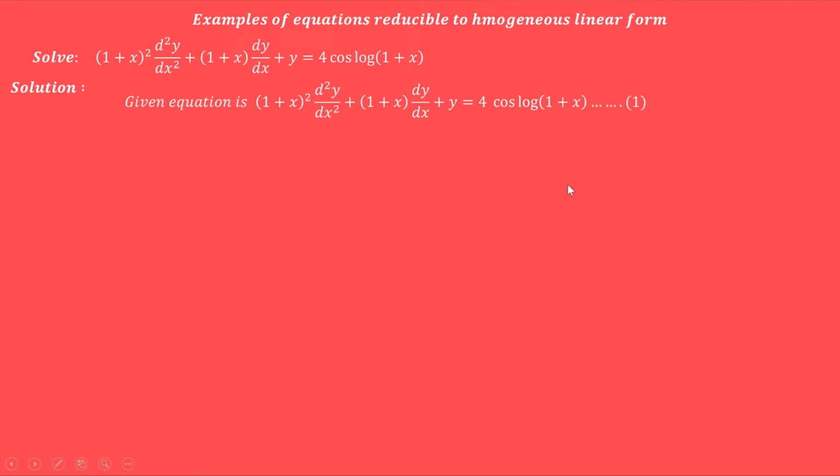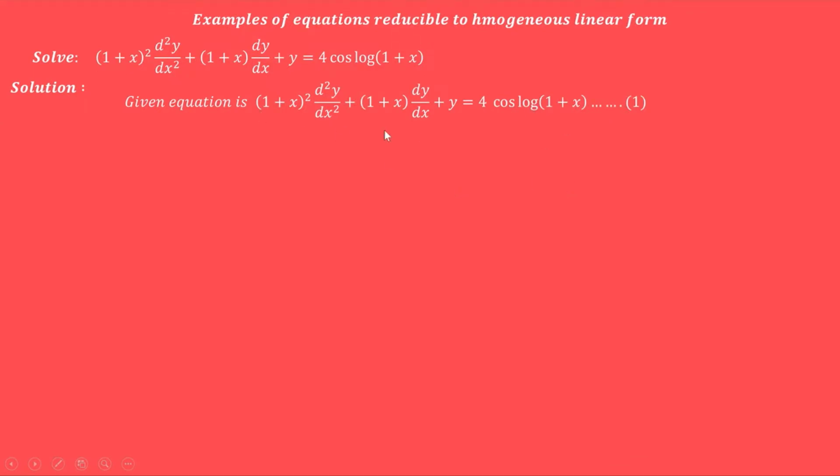See one more example. Now see the example which is reducible to the homogeneous linear form. See the first example. Solve (1 plus x) whole square d2y by dx square plus (1 plus x) dy by dx plus y is equal to 4 cos of log of (1 plus x). We have to solve this differential equation. Write down that equation and give this equation number 1.